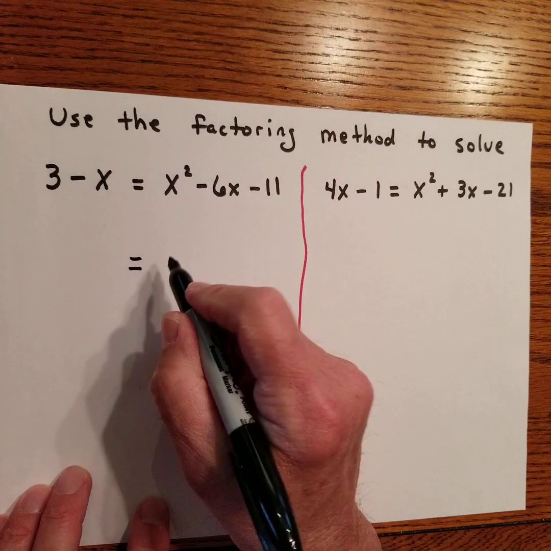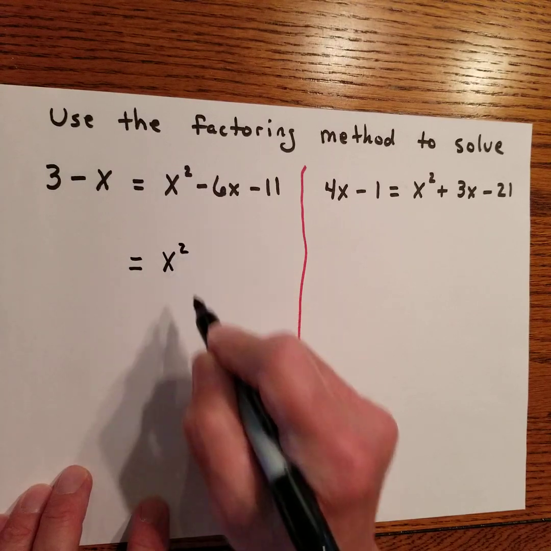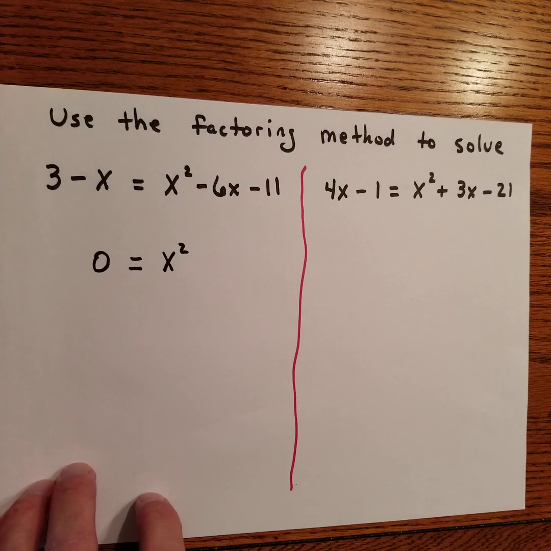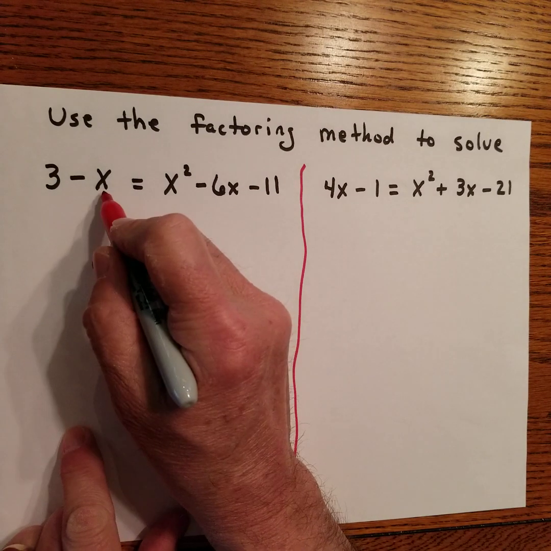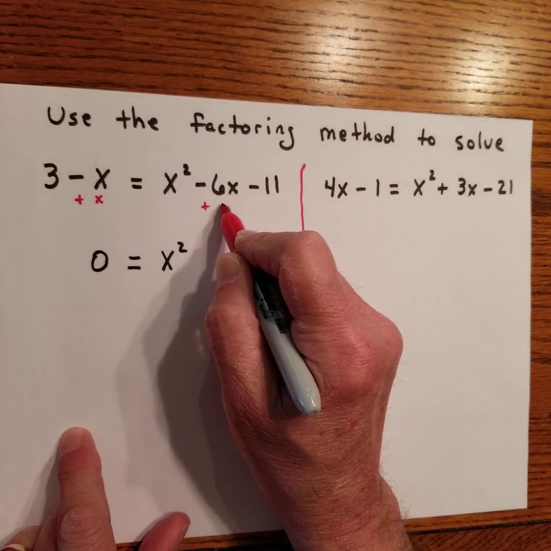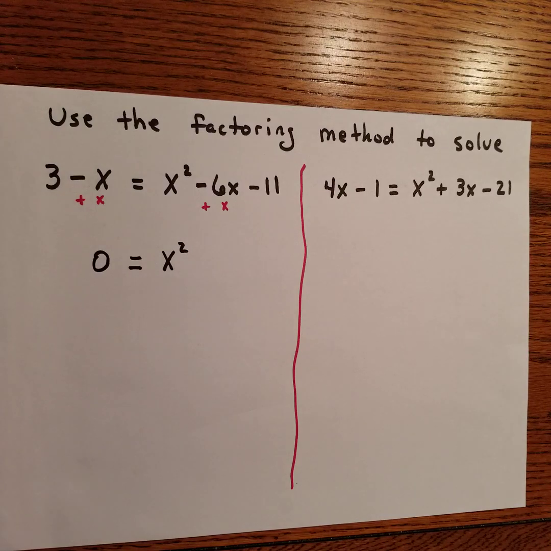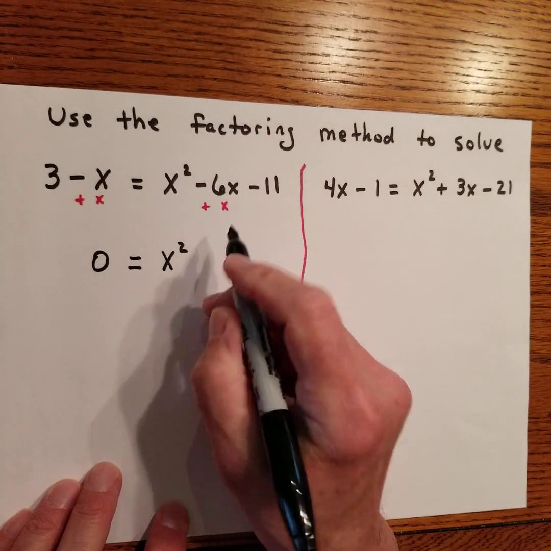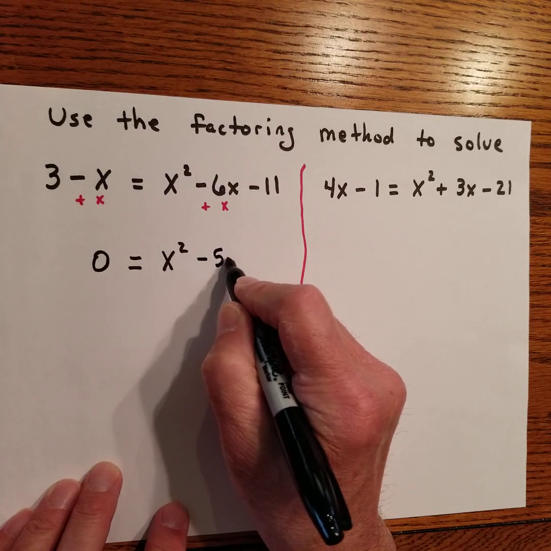Since my x squared is positive, let's leave it where it's at and put the 0 on this side, which means this negative x has to go away. We'll add an x to both sides. Negative 6x and positive 1x is negative 5x.